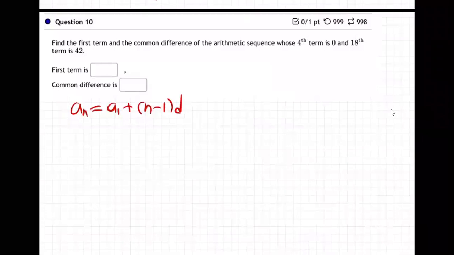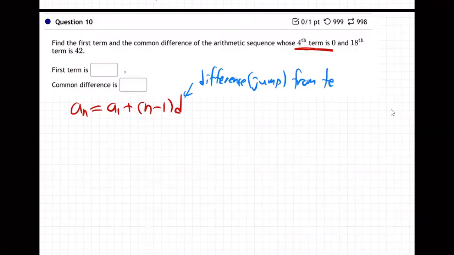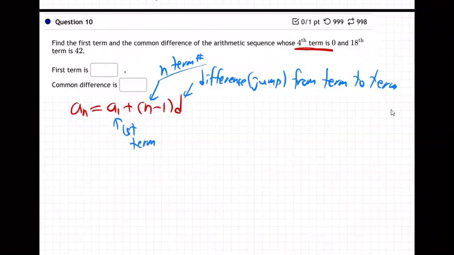So we have the fourth term is 0. This d here stands for the difference, or the jump, from term to term, as the notes say. n is the term number, and a1 is the first term. a sub 1, first term. Okay, so it tells us that the fourth term is 0.